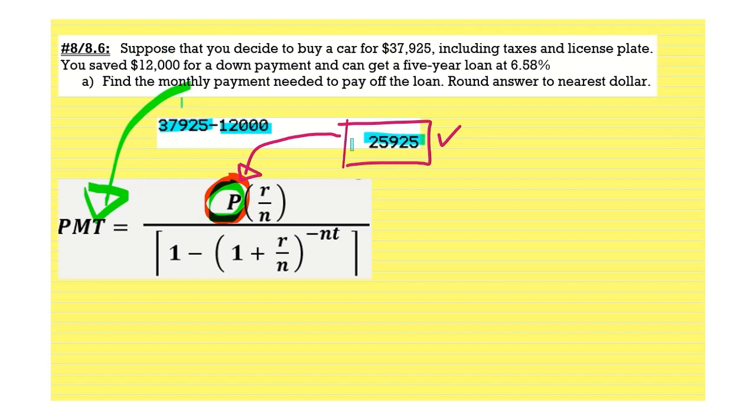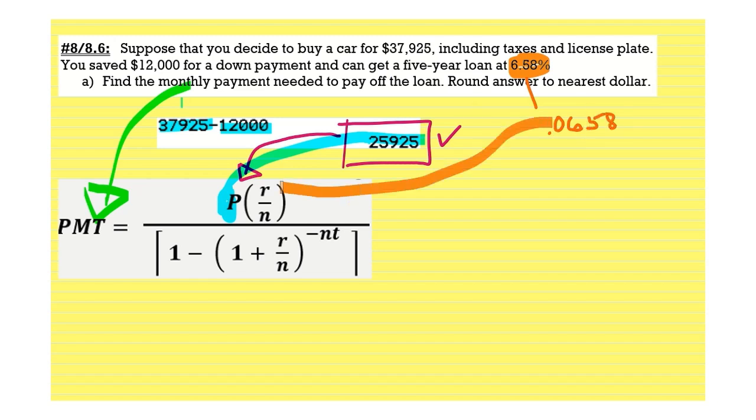So again, we are going to put all of these numbers into our equation. I've got my $25,925 number is going to go right here in the P position, the principal loan amount. I've got the interest rate of 6.58. That number in its decimal form, which is going to be 0.0658, that number is going to go in the rate position. So it will go here and it will go here.